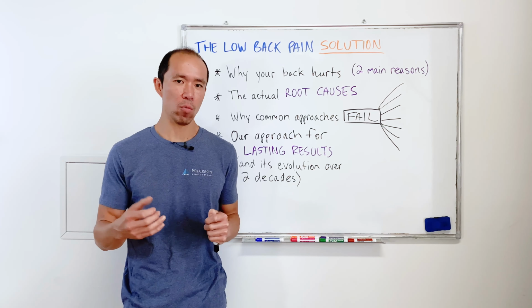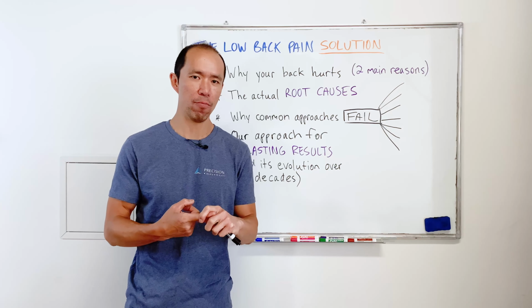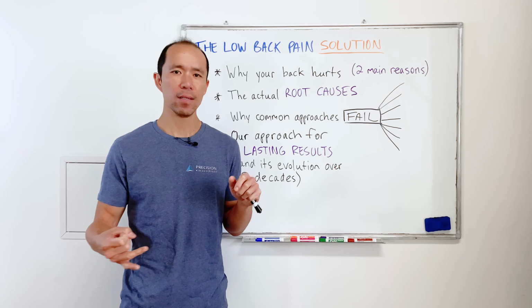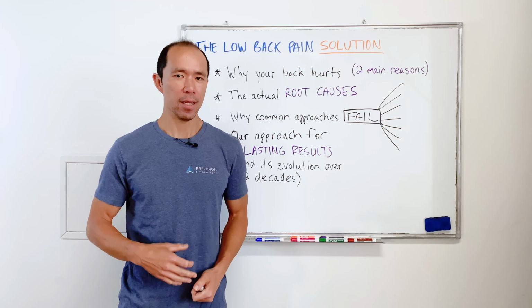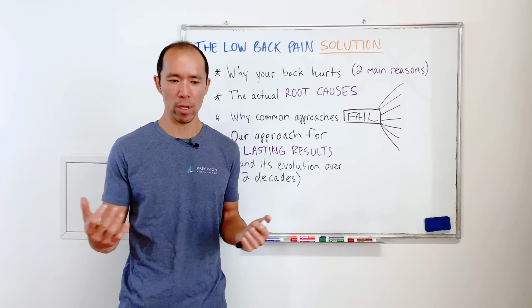Let's start off with why your back hurts. There are two main reasons. One is overload of passive structures like the discs, the ligaments, the cartilage. And when those structures get overloaded, they can wear out, they get inflamed and painful. Number two is overload of the active structures, which are the muscles. Now, this could be seen as just like if you work out and you lift some heavy weights, your muscles can get sore. That's known as DOMS or delayed onset muscle soreness. That's a normal thing and those muscles will heal.